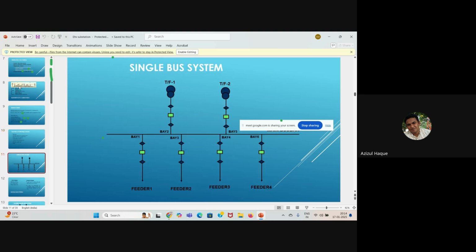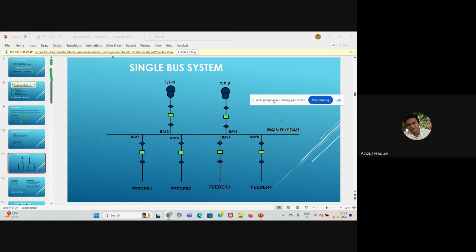Okay, next slide. This is a picture of single bus system, how the circuits are connected here. Here only one main bus remains, and different circuits are connected to this main bus. And all these circuits are called bays. There are 6 bays in this substation.